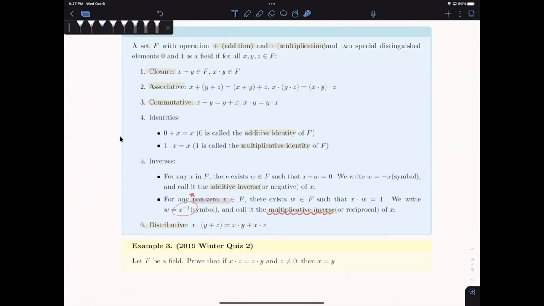Another thing you can use, listen carefully, is that for x in the field, x times 0 equals 0. This one, I believe it is proved in the course notes, so you can use it directly.